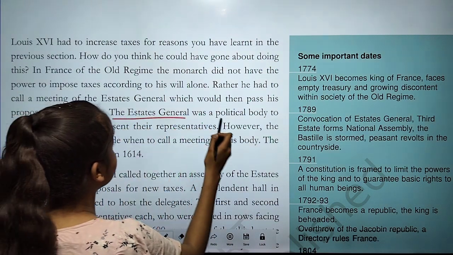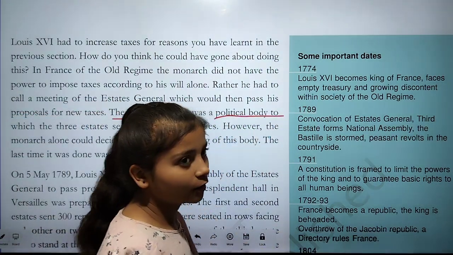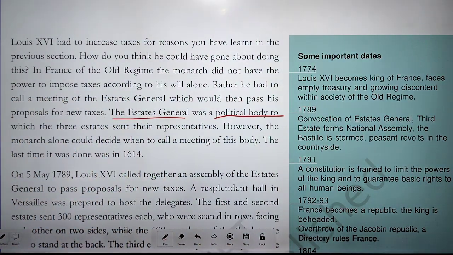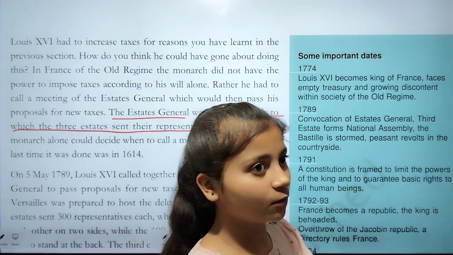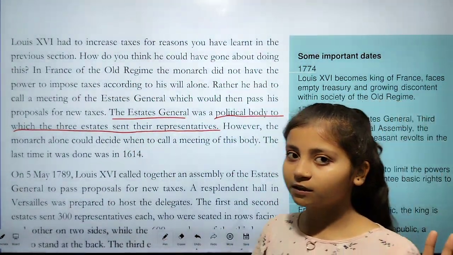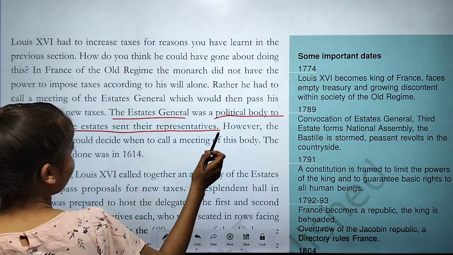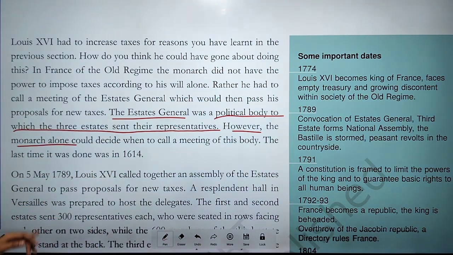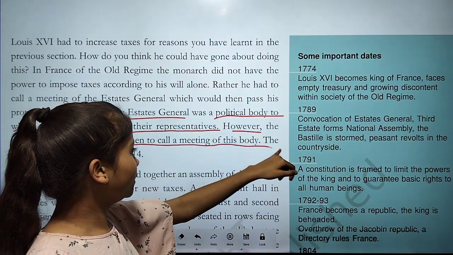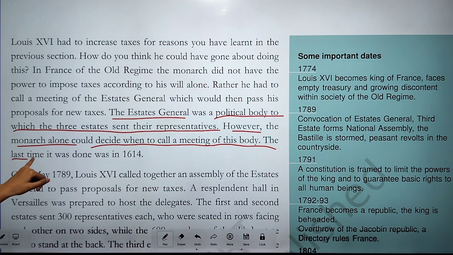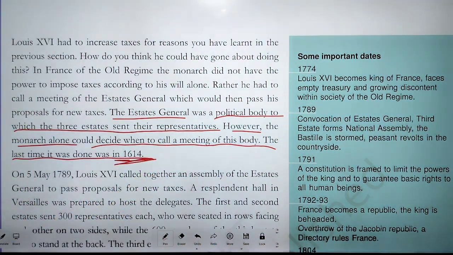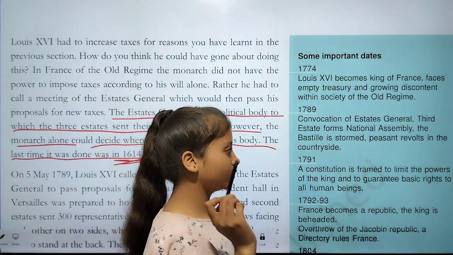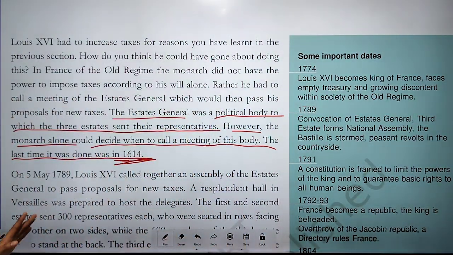And the States General was a political body to which the three estates sent their representatives. However, the monarch alone could decide when to call a meeting of this body. The last time it was done was in 1614.